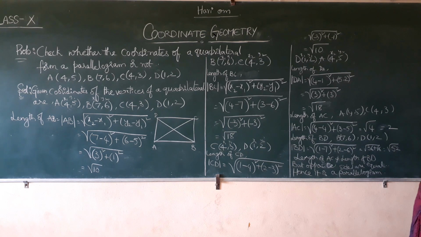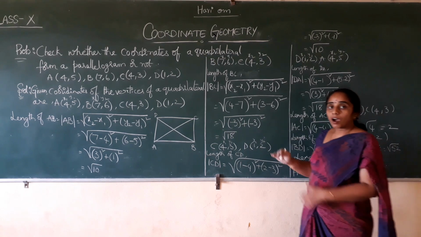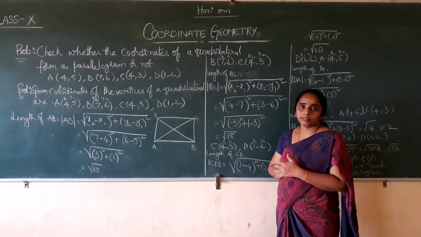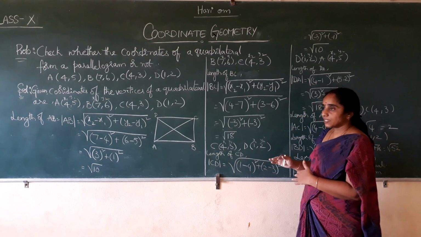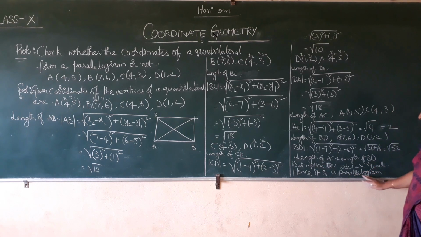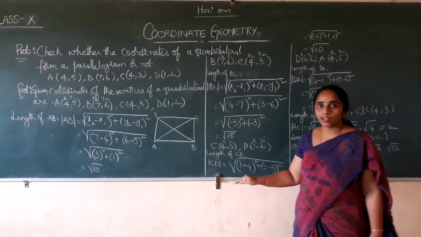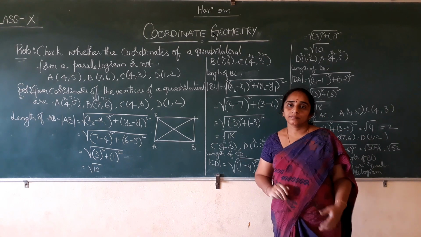So diagonals are not equal in length, but opposite sides are equal. So it is a parallelogram. So we conclude that the given points are vertices of a parallelogram.